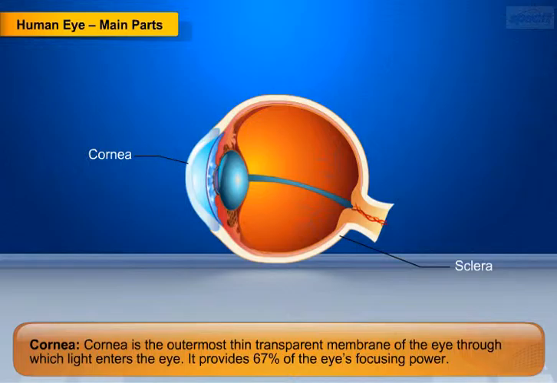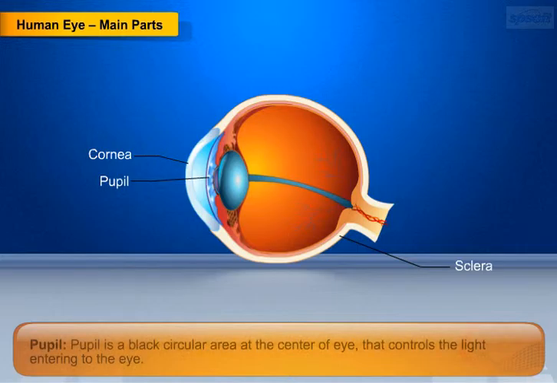It provides 67% of the eye's focusing power. Pupil. Pupil is a black circular area at the center of the eye, used to control the light entering the eye.